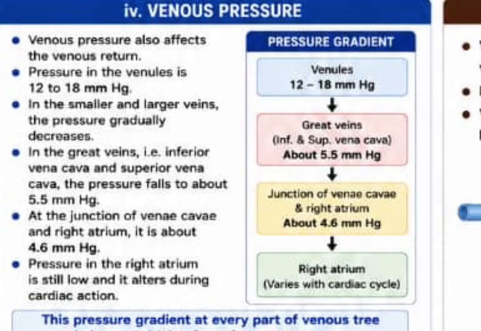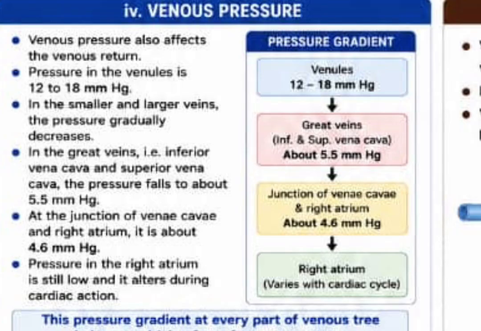So venous pressure is different in the venule. What is the venule? The venule is the terminal part of the capillaries that leads into the vein, and the venous pressure there is 12 to 18 mmHg. From the smaller to the larger veins, the pressure gradually decreases. So there is much more pressure in the venules than in the venae cavae. In the venules you have the largest pressure, about 12 to 18 mmHg.